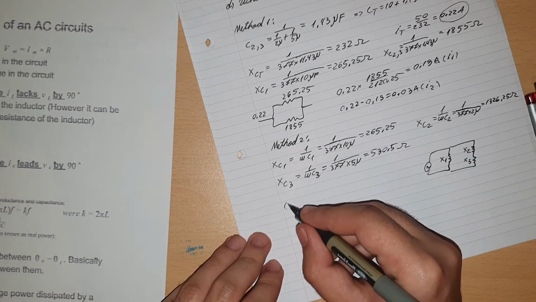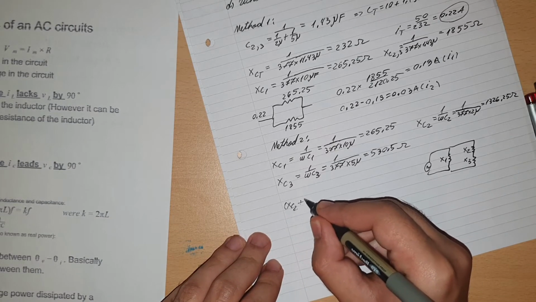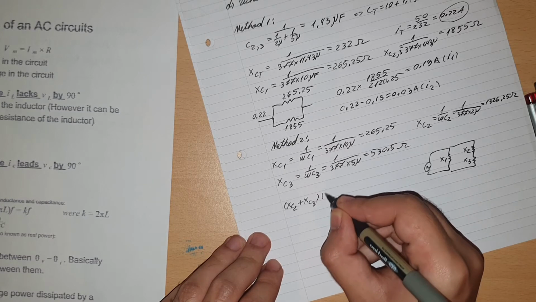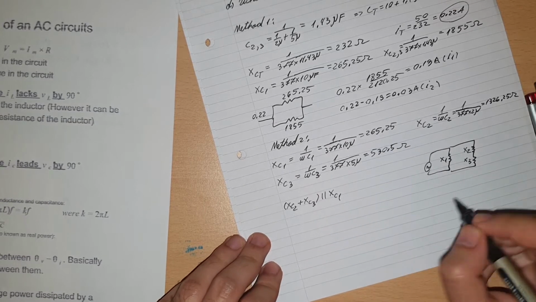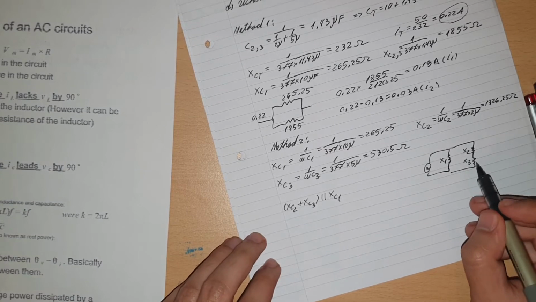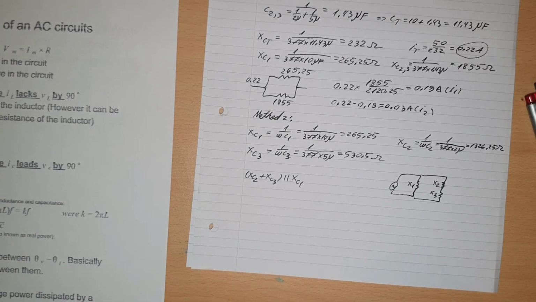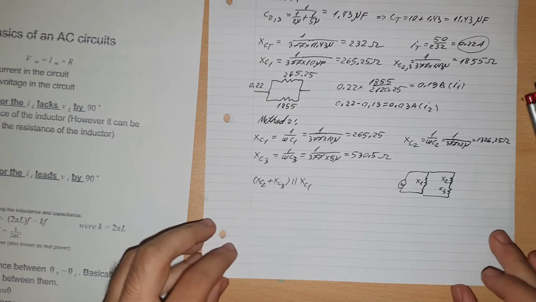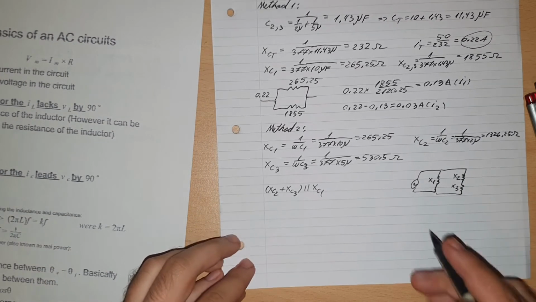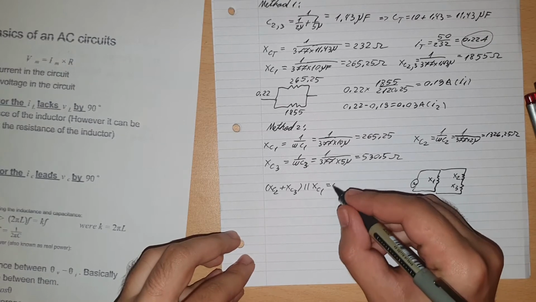So we can simply do XC2 plus XC3 in parallel with XC1, because this resistor is in parallel with these two resistors. You can already see how this method is very different from the first one, because now that we exchanged all of them into resistors, we are using resistor basics to calculate it. And you may be curious, does it give you the same value? And I'm going to show you that it does.